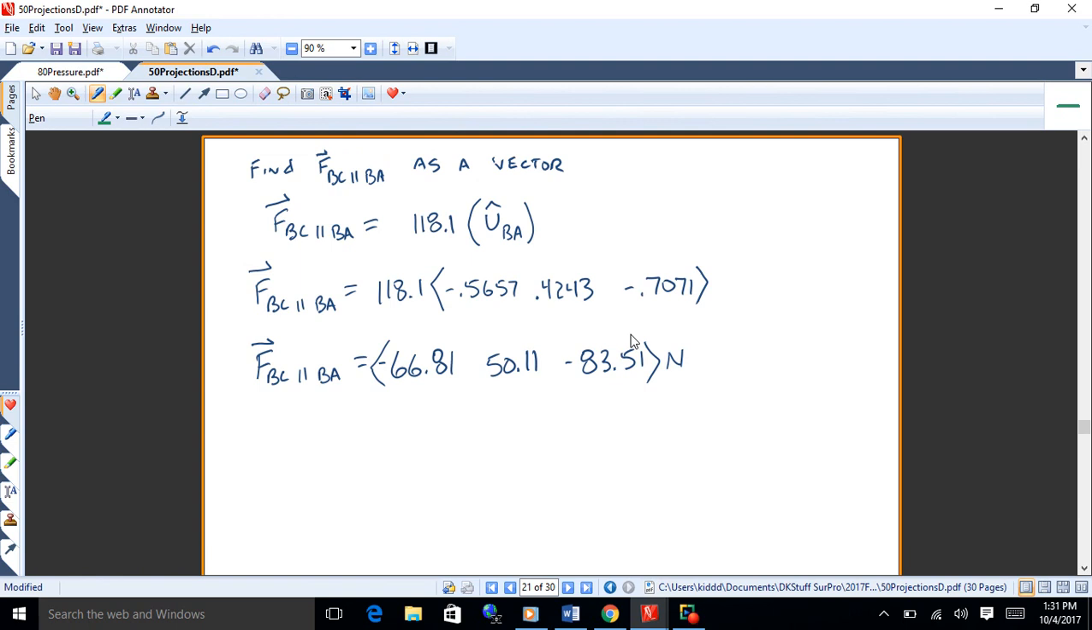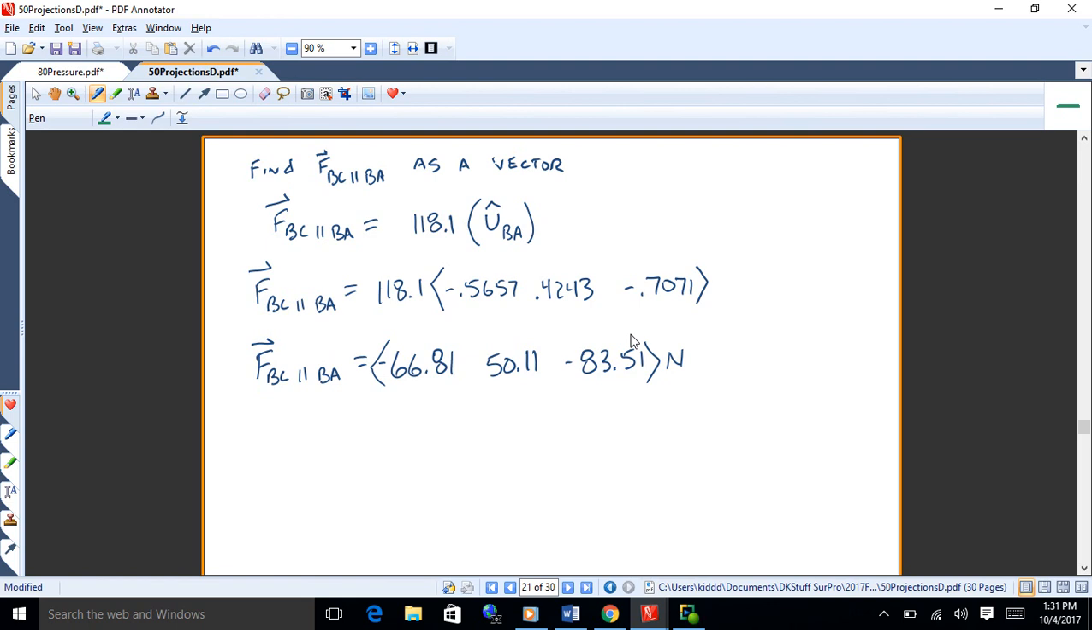So the unit vector for this projection is from B to A. It's the UBA. See? So you could get a vector if you want, just because you've got both already. You've got the magnitude and you've got the unit vector.